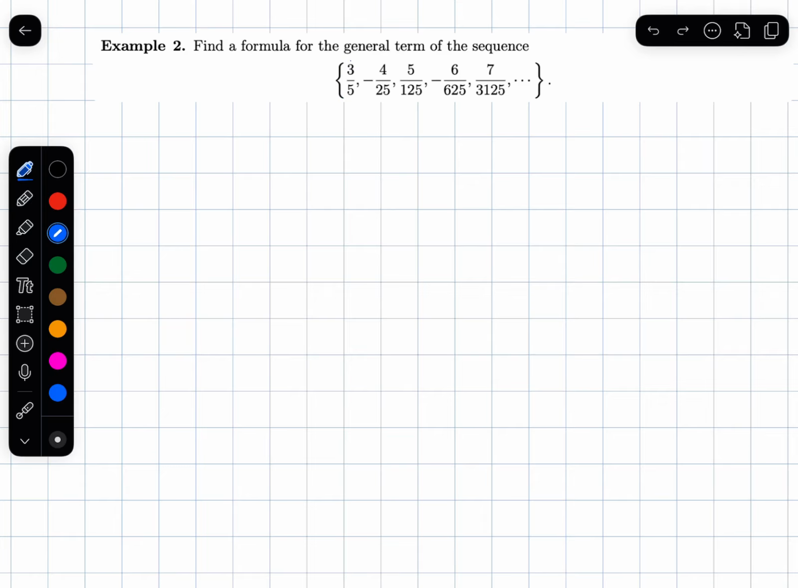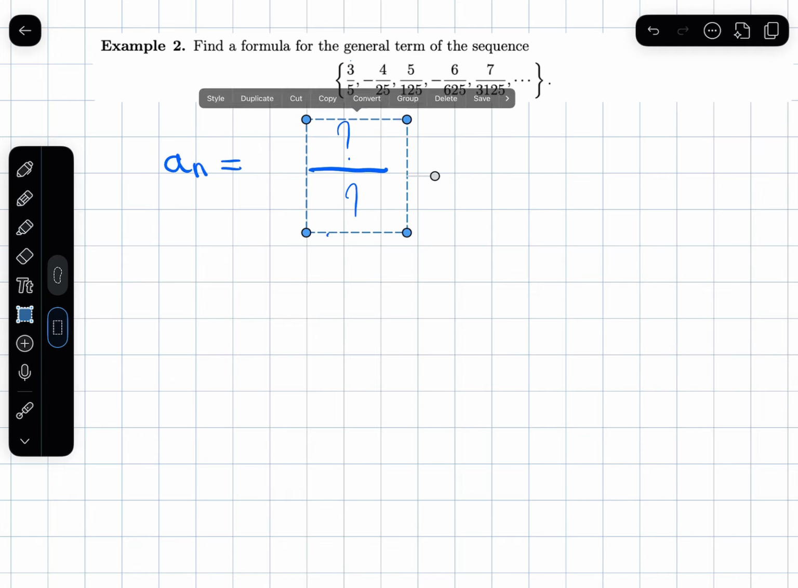Definitely, these terms are all fractions. And so, of course, I'm going to have a formula for an that goes like this. Some number in here, some number in here. Okay? I'm going to think about this piece by piece.